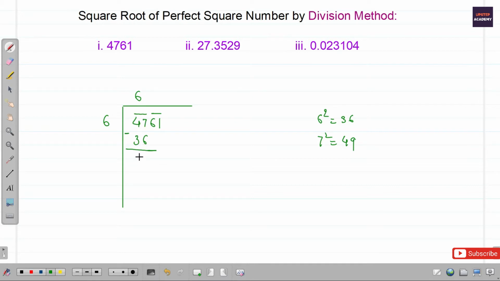47 minus 36 is 11, and the second group we will take as it is, that is 61. So now we have this 1161 number with us, and in the next step we have to take this 6 and multiply it by 2 over here. So we just have to double the 6, and keep space to write one more number over here, and whatever number will form after putting any number in front of this 2, we have to multiply the whole number by the number we are going to take in front of this 2.